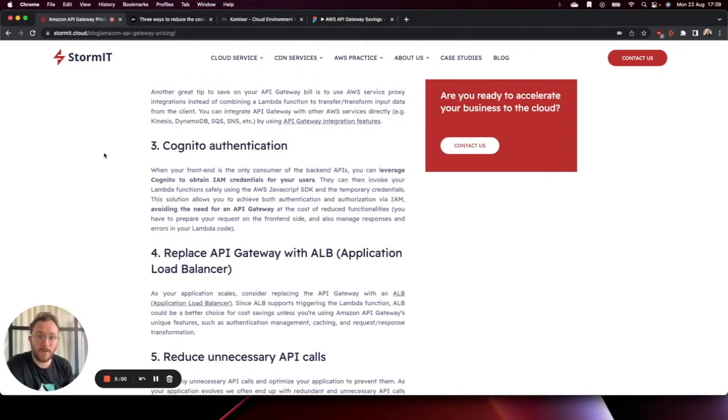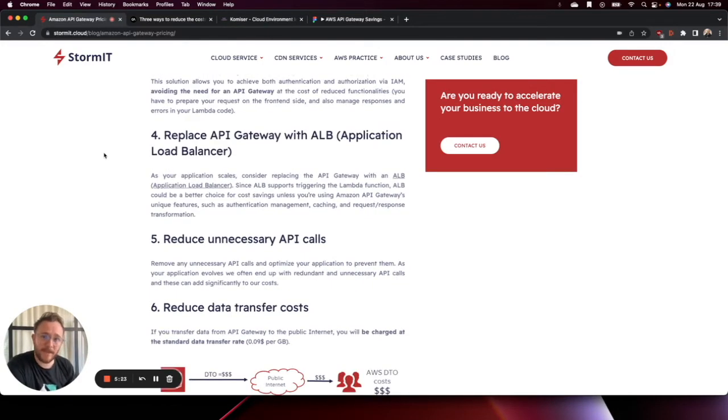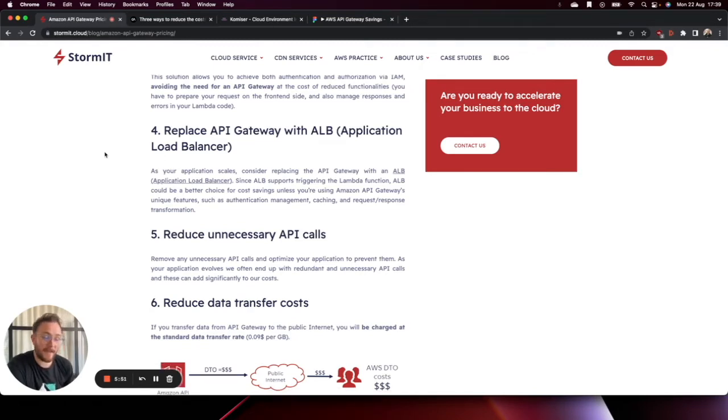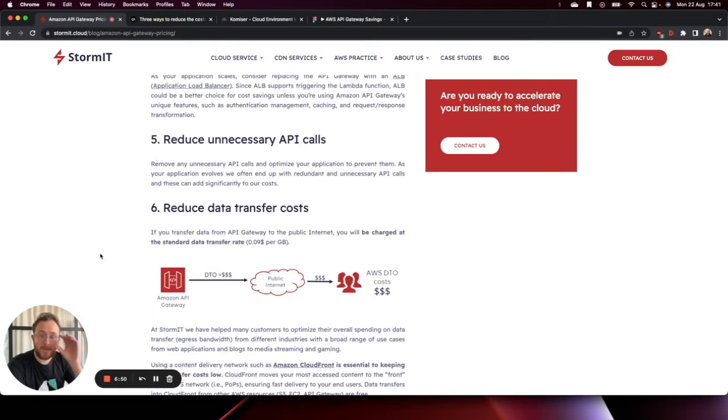Authentication that comes with API Gateway is a little bit costly. Maybe consider using Cognito authentication, and this is if your front end is the only consumer of the backend API. It seems a little bit drastic, but maybe it might be worth considering as your application scales to fully swap out API Gateway for an application load balancer, seeing as the application load balancer supports triggering of Lambda functions. And in case you really do need some of the advanced API Gateway features, the application load balancer might do the job you need.